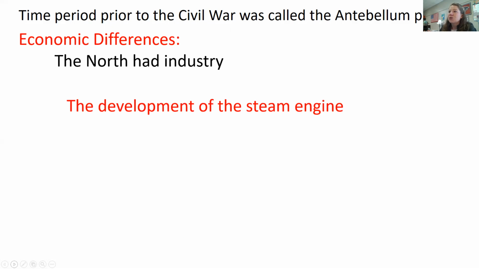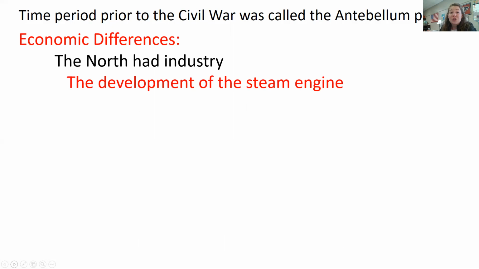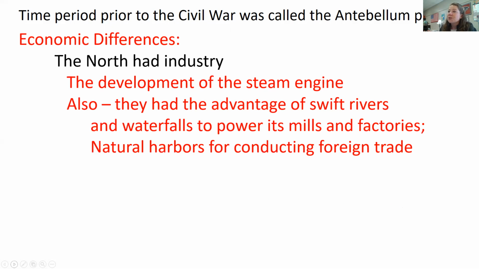So the North had industry. The development of the steam engine happened during this time, so factories really took off. People could produce a lot faster than they ever had in history before. They also had the advantage of swift rivers and waterfalls to power their mills and factories. They had a lot of natural harbors for conducting foreign trade, a lot of foreign trade going on between industry in the North and other countries. In the South, up until the time the cotton gin was invented, we didn't have a lot to exchange. I mean, we did have some things, but not as much as the North.